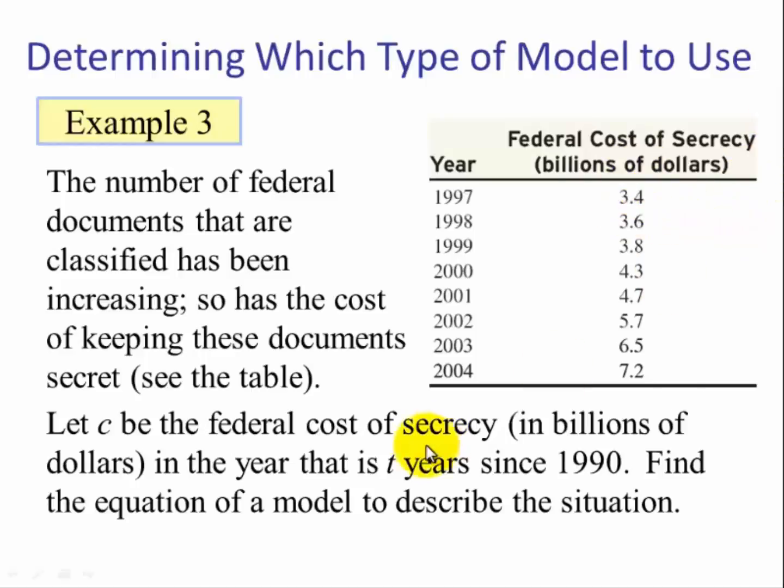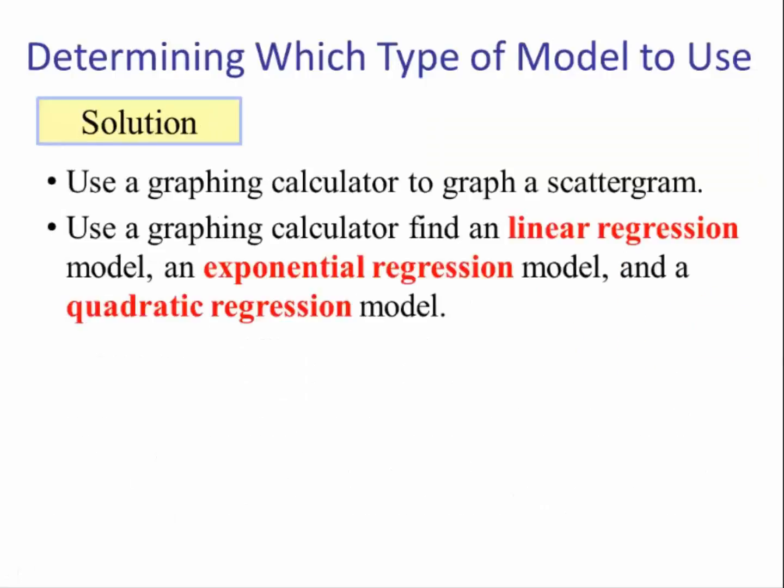So our independent variable is T, number of years since 1990. So in this case T is 7, T is 8, T is 9. Our dependent variable is the cost. We will use a calculator to graph the scattergram.